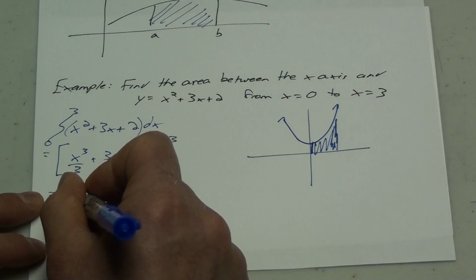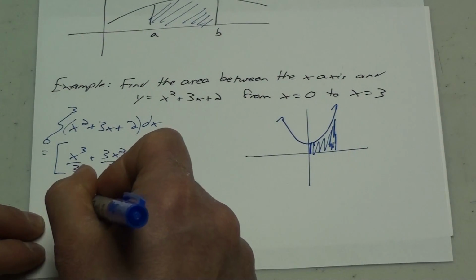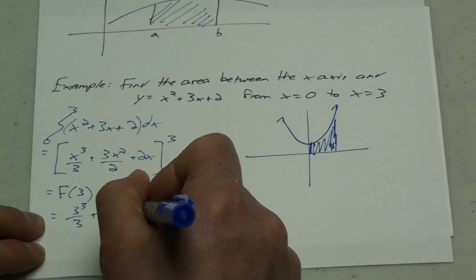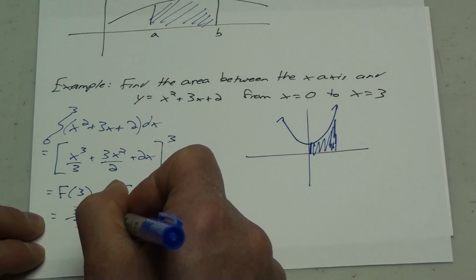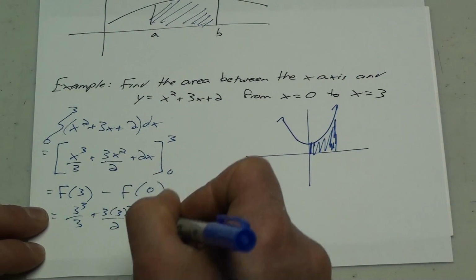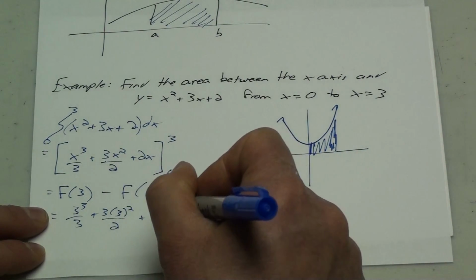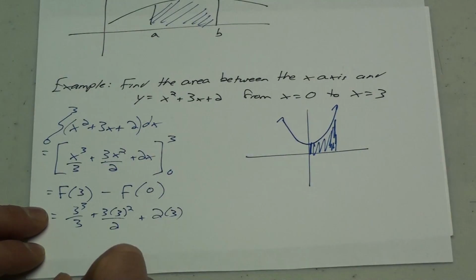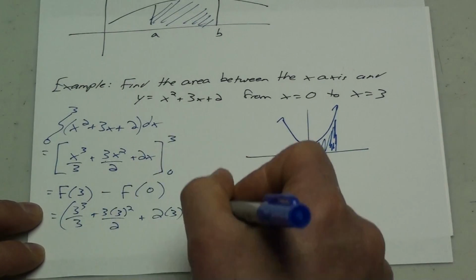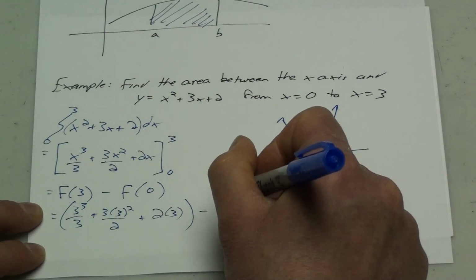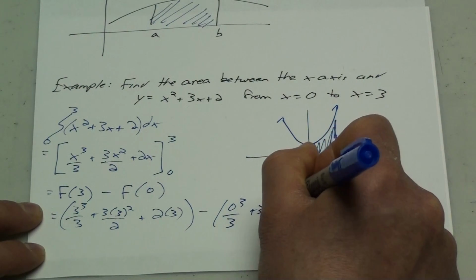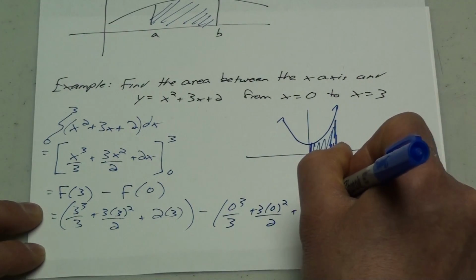So it's going to become plugging in the value, so it'll be 3 cubed divided by 3 plus 3 times 3 squared divided by 2 plus 2 times 3. So that's my antiderivative with the 3 in. Subtract the antiderivative with a 0 in. 0 cubed divided by 3 plus 3 times 0 squared divided by 2 plus 2 times 0.